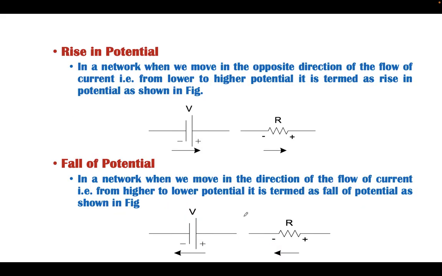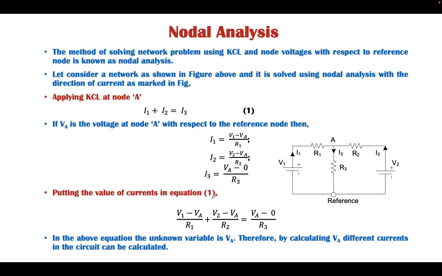I5. Now, similar to the loop analysis we have discussed, there is rise in potential and fall in potential. When we are moving from lower potential to higher potential, this is a rise in potential. When we are moving from higher potential to lower potential, it is a fall of potential. This is for a source, and similarly for voltages across the resistances.